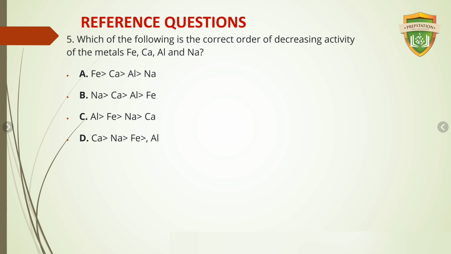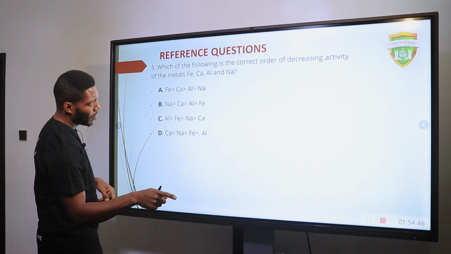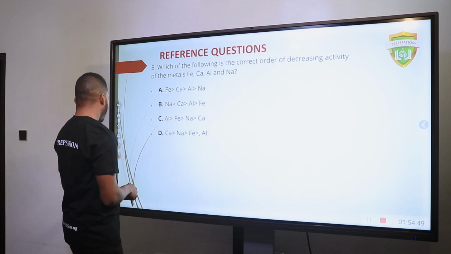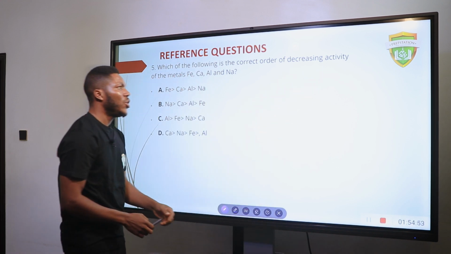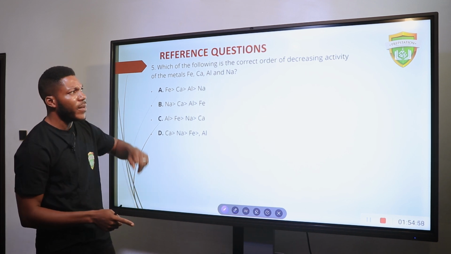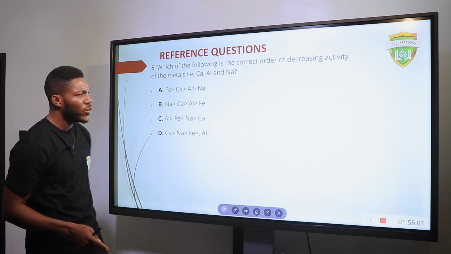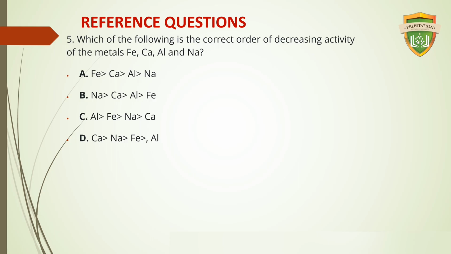Which one do you think is the answer here? Don't forget, decreasing. You're going to start from the highest to the least. Don't make a mistake here, because some people will make mistakes. When they say increasing, it means you start from the least to the highest. Decreasing, from where? From the highest reactive element to what? To the least. So look at it now. What do you think is the best? Of course, it cannot be A, and it cannot be C. Okay? So your answer is between B and D. So reason, think before I give the answer.